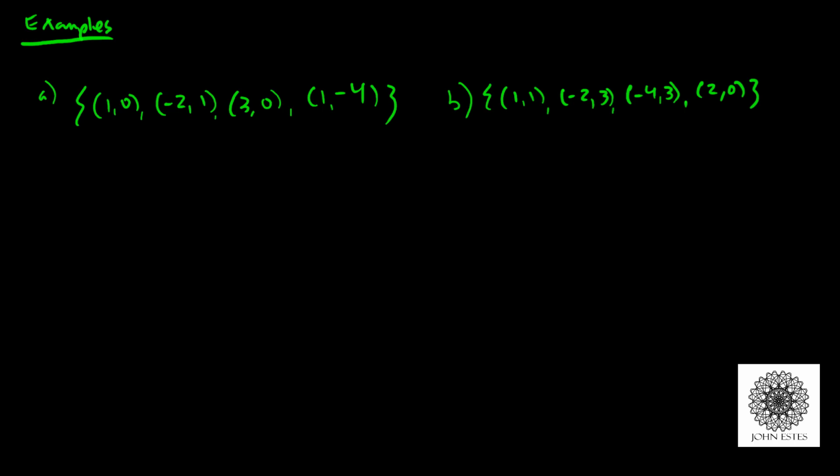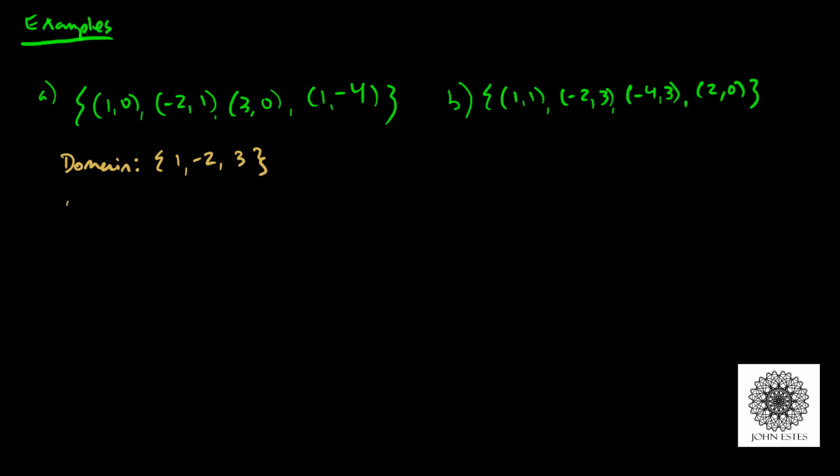So for the first one, in A, I just have a set of coordinates: (1, 0), (-2, 1), (3, 0), and (1, -4). So first of all, this is a relation because it's just a set of ordered pairs. If I want to look at the domain, remember the domain is just simply the set of inputs. So my inputs are, well, I have a 1, a -2, a 3, and a 1 again. I don't need to put that twice.